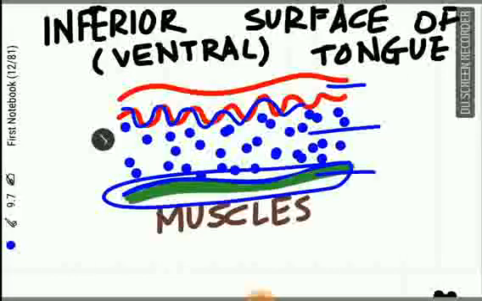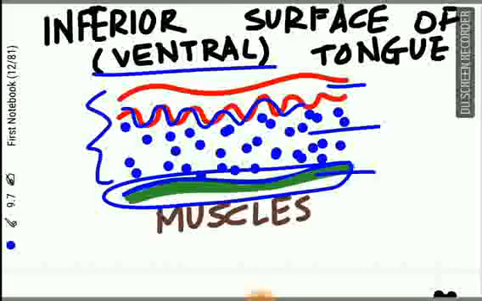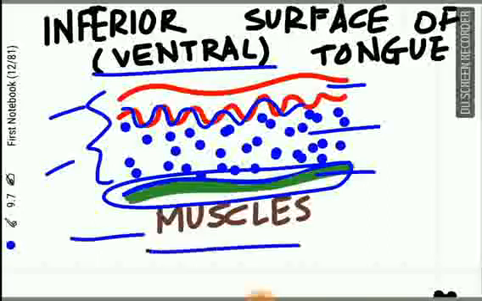It is hardly identified as a separate layer. On the ventral surface of the tongue, the submucosa is hardly identified as a separate layer, and the submucosa attaches the overlying lamina propria and the epithelium to the muscles.